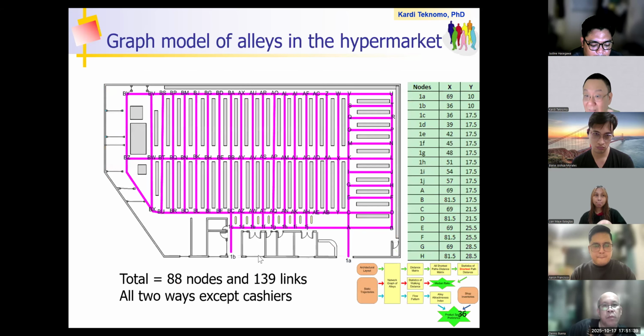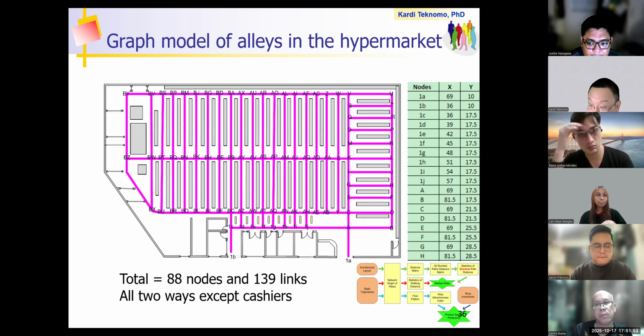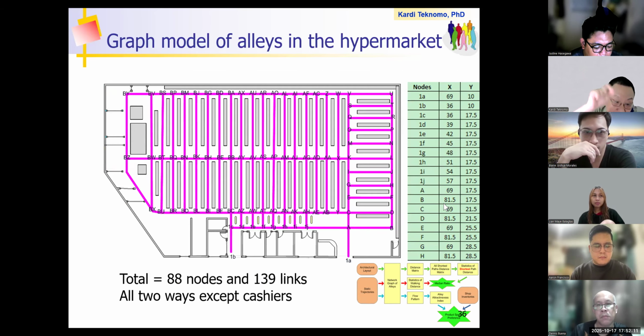Okay, so this is the sample, the graph model of the array. Total node is 88 nodes. Manually, this student did it manually. 139 links, all two ways except here in the cashier. So the ones in 1C, 1D, 1E, and so on, these are the cashier, until here. Can you see? And these are the coordinates that he tried to get.